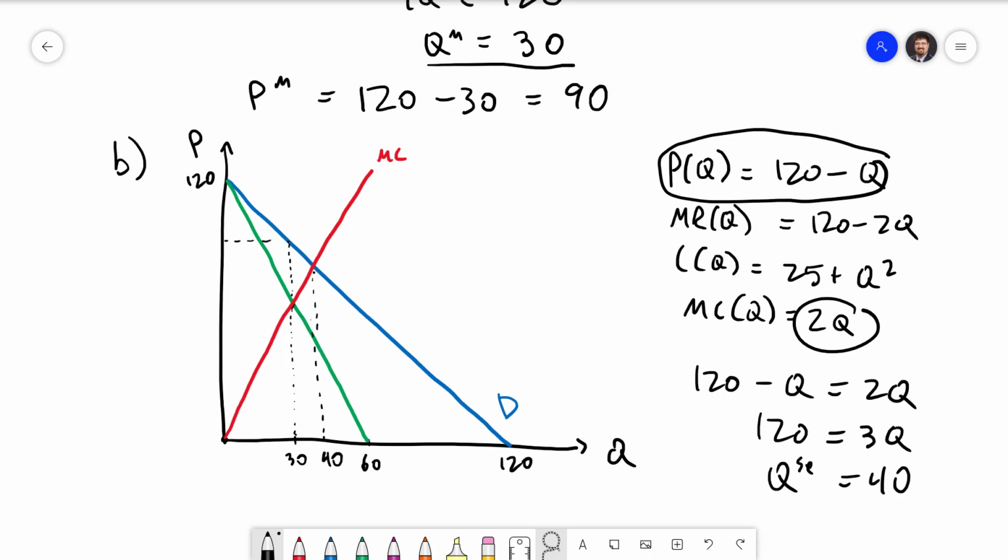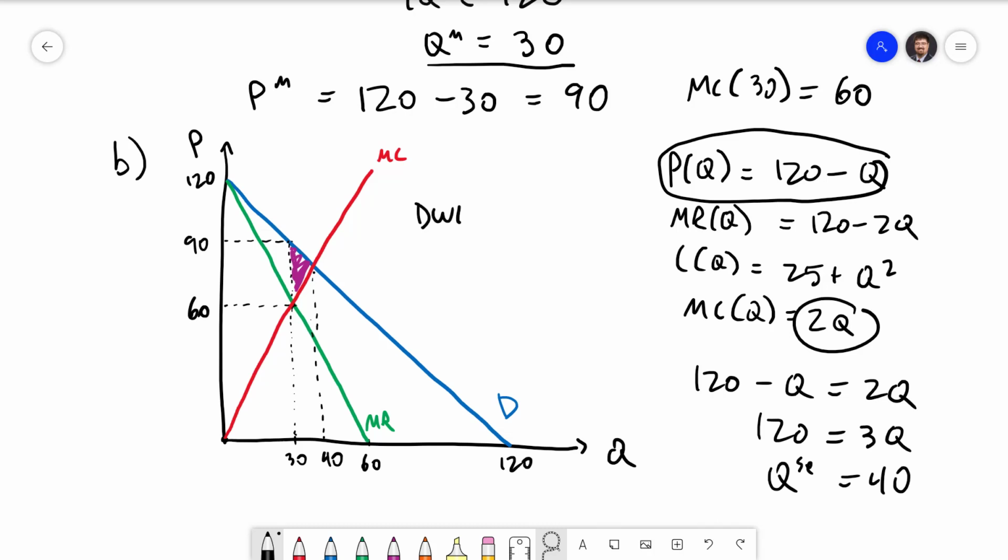We know that our price is 90. And the only thing that's left to find is this point right here, because our deadweight loss is this triangle. That point is the value of the marginal revenue or the marginal cost, both are the same, at the quantity of 30, which is our profit maximizing quantity. So I'm just going to take our quantity of 30 and plug that into the marginal cost. So MC of 30, it's 2Q, so we're going to get 60.